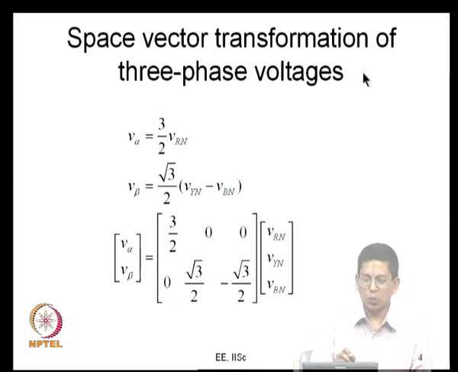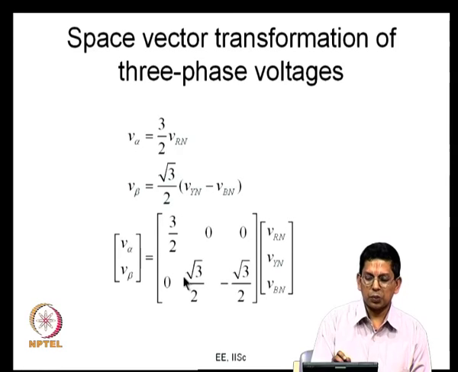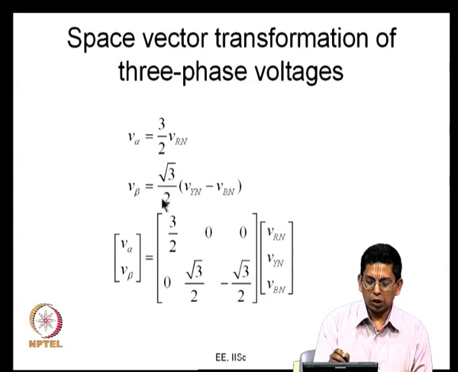Now we go back to the space vector transformation of 3-phase voltages. We will quickly look at what this transformation is. We have been doing this over the last 3 classes. V alpha is equal to 3 by 2 times VRN, and V beta is root 3 by 2 times (VYN minus VBN). This is the space vector transformation, and the same thing has been written in matrix form here.